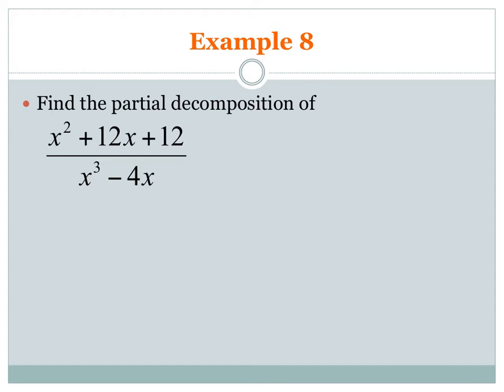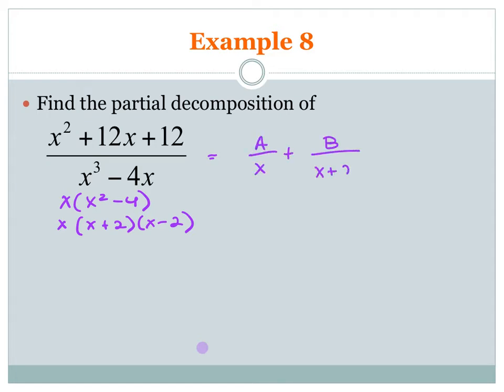Okay, again, step 1, check to see if the bottom is factored. Is it? No, this time we've got to do some work on the denominator. So how do I factor x to the third minus 4x? Pull the x out. Now is it factored? Nope, I've got to do one more thing: difference of 2 squares. So how many fractions are we going to have? We get A over x, B over x plus 2, C over x minus 2.